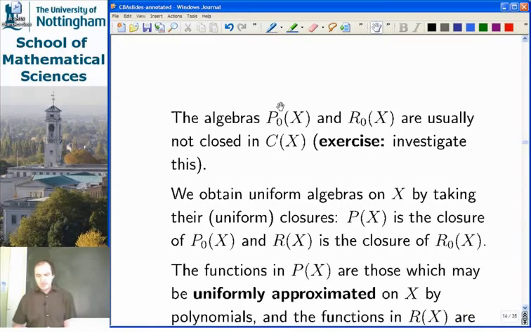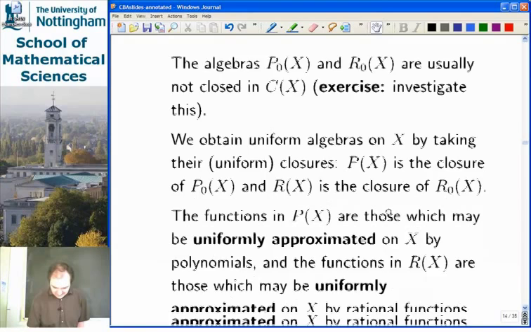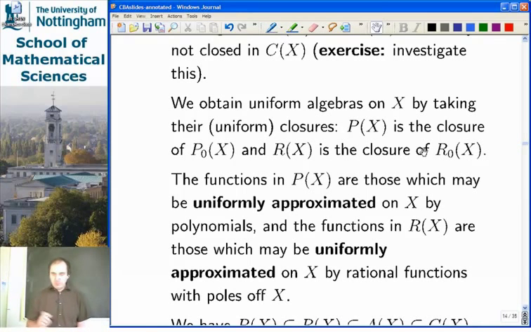But polynomials and rational functions alone are not normally closed, for a variety of reasons that you can investigate. It's very unusual for them to be closed. You can actually quite quickly figure out exactly for which sets X these algebras are already uniformly closed. So what we normally do is close them.